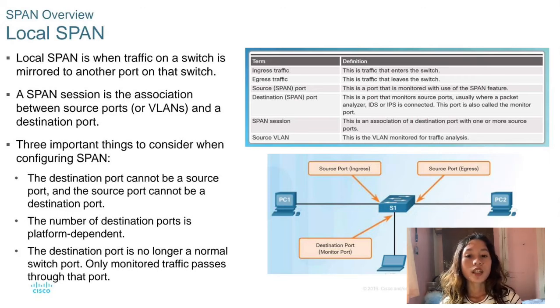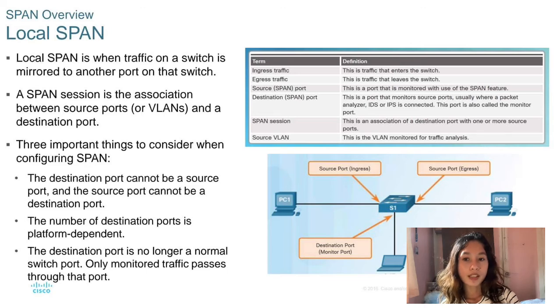There are three important things to consider when configuring SPAN. The first one is the destination port cannot be a source port and the source port cannot be a destination port. The number of destination ports is platform dependent. And the last one is the destination port is no longer a normal switch port. Only monitored traffic passes through that port.